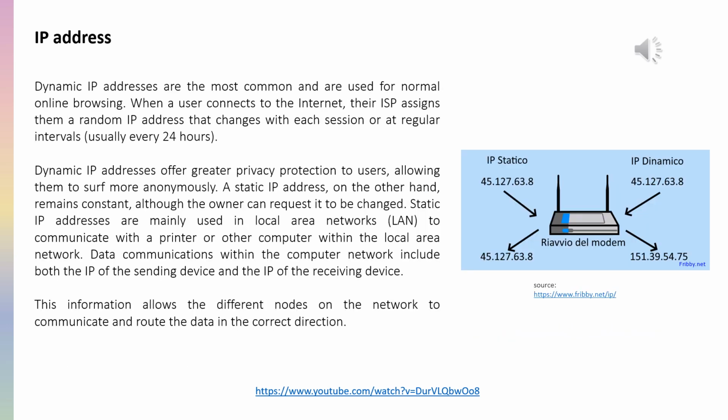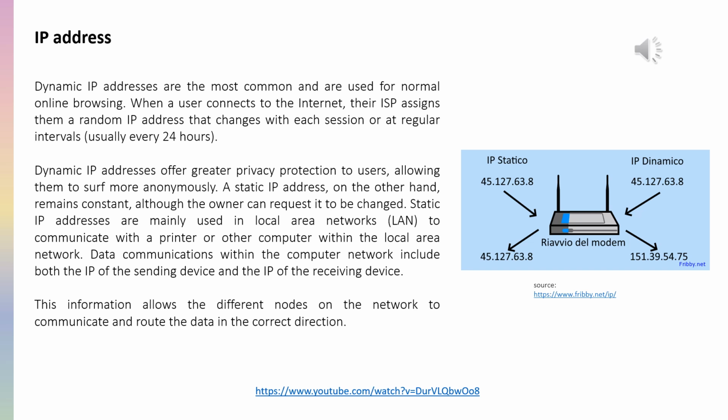Dynamic IP addresses are the most common and are used for normal online browsing. When a user connects to the Internet, their ISP assigns them a random IP address that changes with each session or at regular intervals, usually every 24 hours. Dynamic IP addresses offer greater privacy protection to users, allowing them to surf more anonymously. A static IP address, on the other hand, remains constant, although the owner can request it to be changed.